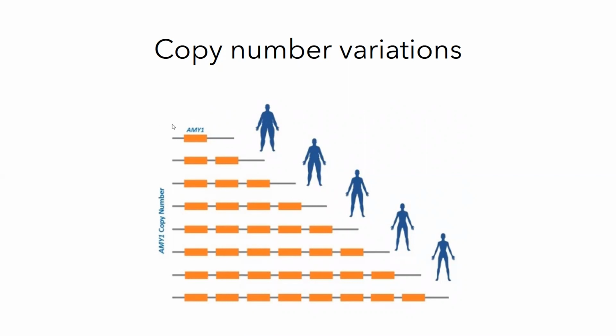So if we have only one AMY1 gene, we can't digest complex sugar that well, so we are more obese than a person that has, for example, 20 copies of this gene.